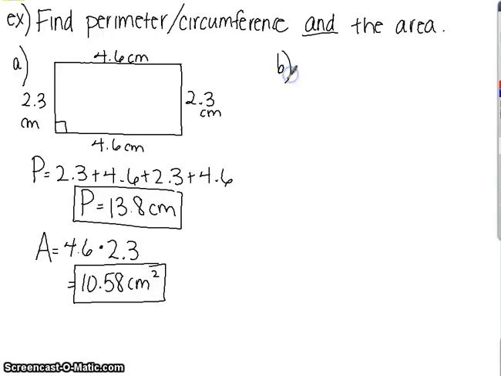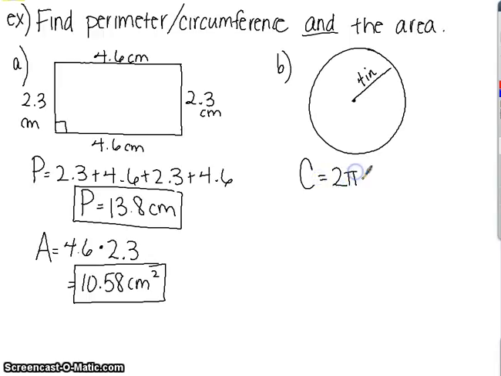Okay, how about a circle? We're going to have a circle that has a radius of 4 inches. It's not a bad circle. Okay, so let's find the circumference first. So circumference is 2 times pi times the radius, which in this case is 4. So I'm going to punch that in my calculator, and I'm going to round it to approximately 25.1 inches.